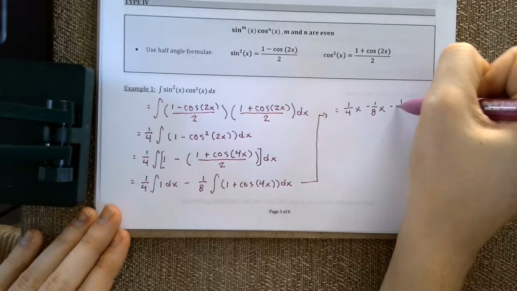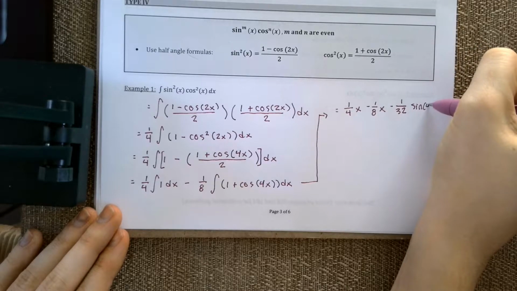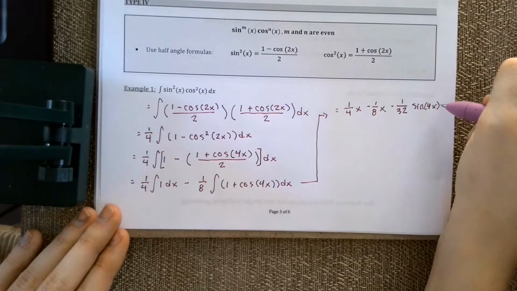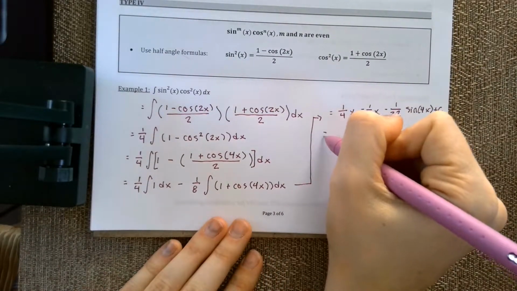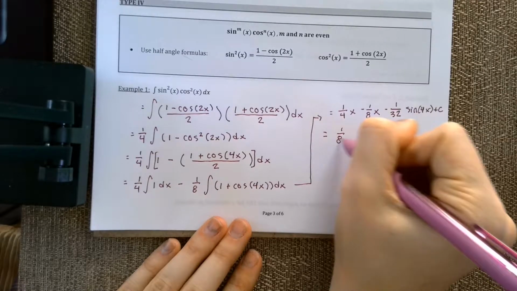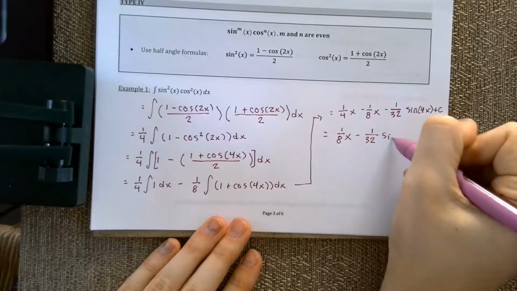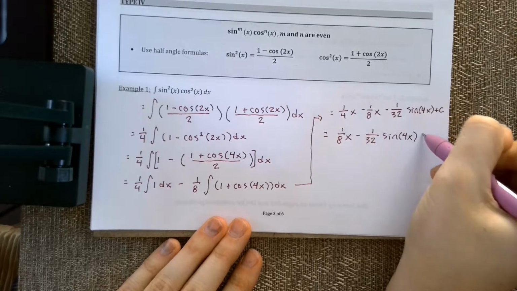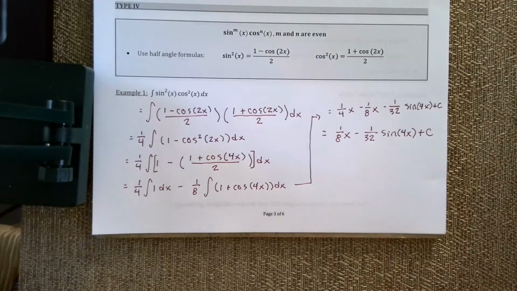So I will have minus 1/32 sine of 4x plus c. Okay, so if you want to take it one more step and totally simplify it, I'm going to have 1/8 x minus 1/32 sine of 4x plus c. Okay, sorry it's a little crooked, but there it is.